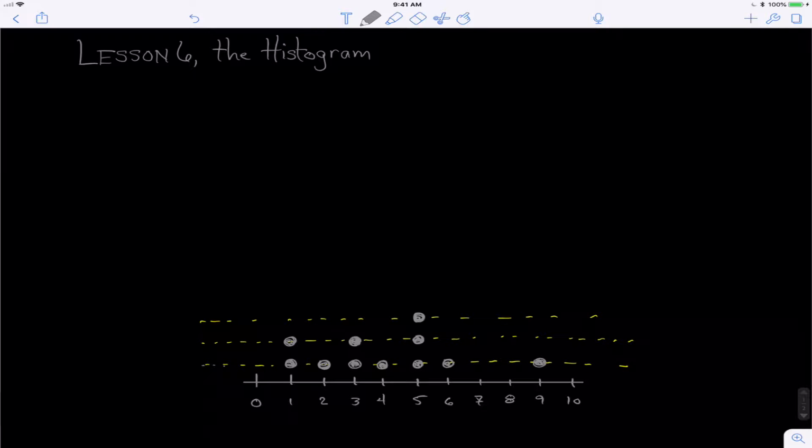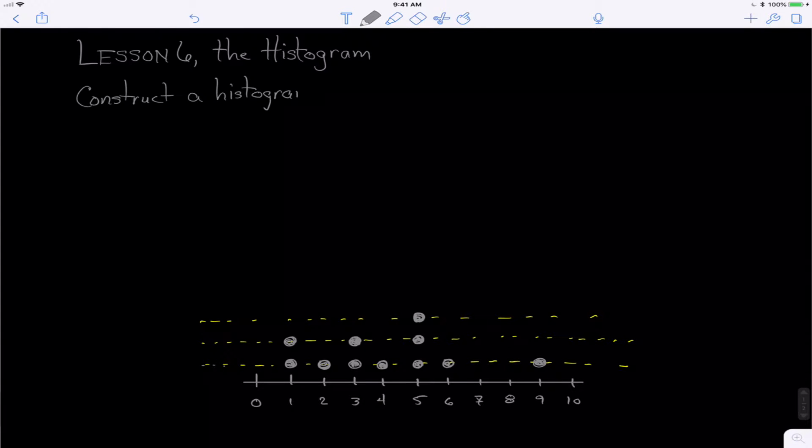Hi, this is lesson 6, part 2, where we're going to construct a histogram. So we're going to make a histogram using the dot plot in the prior video. So that's what we're going to do. We're going to construct a dot plot, or I'm sorry, construct a histogram this time, and we'll see what this means with 5 classes.